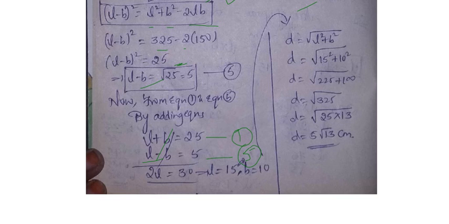L plus L is what, friends? 2L. 2L equal to 25 plus 5, that is 30. Then length equal to 30 by 2, that is 15. We got the L value as 15.